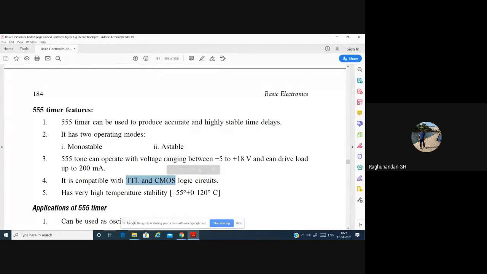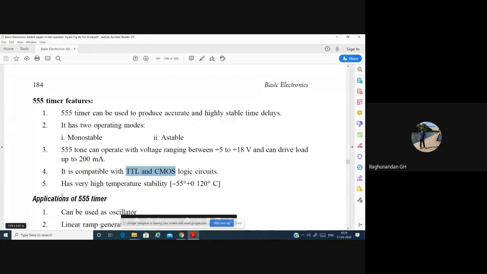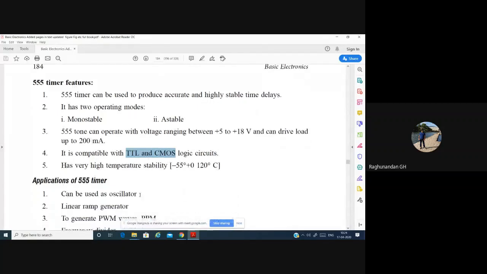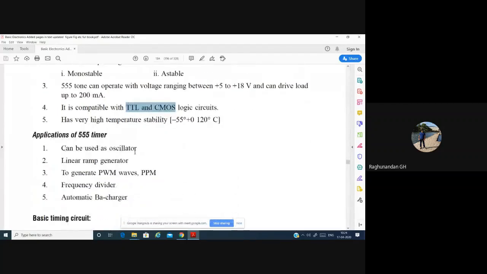It has very high temperature stability, so within this temperature range it is stable. Applications: it can be used as an oscillator, linear ramp generator to generate a ramp, to generate pulse width modulated wave, PWM wave, frequency divider, automatic battery charger. So these are all the applications of 555.